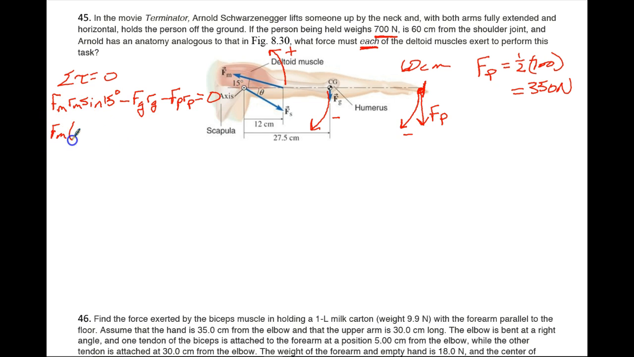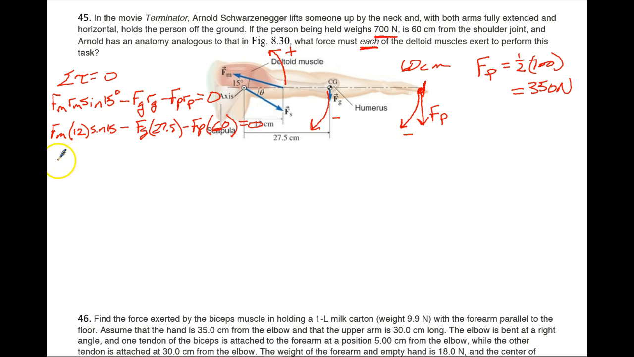So Fm times the first radius, which is 12, times the sine of 15, minus Fg times the radius to the center of gravity, which is 27.5. And then we're going to subtract off of that the force of the person that is being held up, and we'll multiply that times the last radius, which is 60 centimeters. And those are all equal to 0.